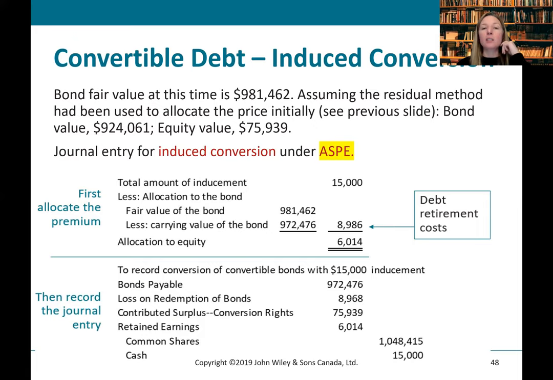What if the bond fair value is $981,462 and we need to record this journal entry under ASPE? ASPE is going to say, okay, you got a $15,000 inducement and we need to figure out how we're going to allocate this between the bond and the equity component. So we're going to say the fair value of the bond in the question is $981,462 less the carrying amount of the bond, which we were told earlier was $972,476. Then we are going to have a shortage of $8,986. So that amount is going to need to be allocated to the loss on the bond. And then the 15,000 minus the 8,986 is going to be allocated to the equity.